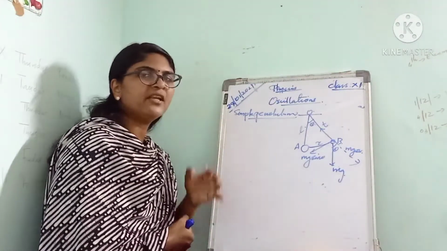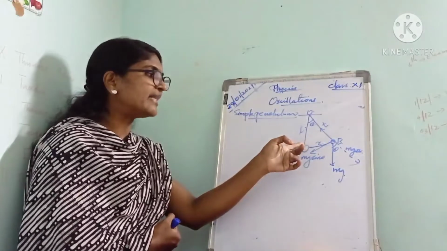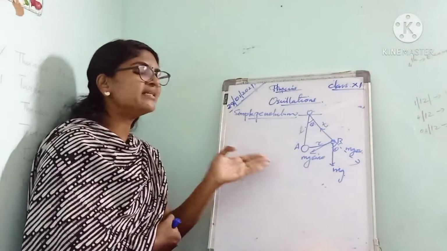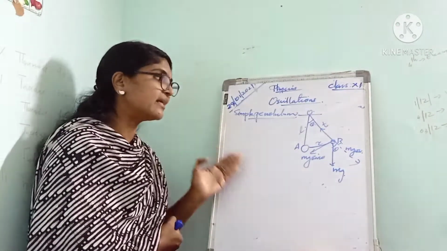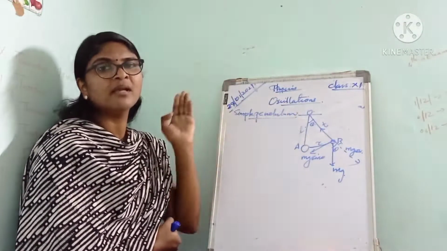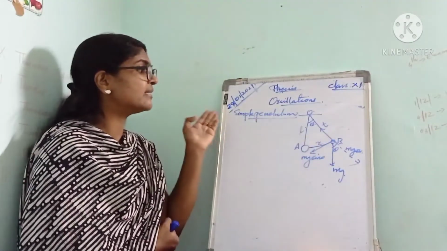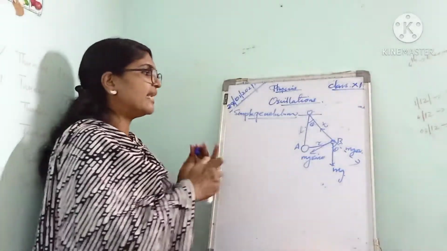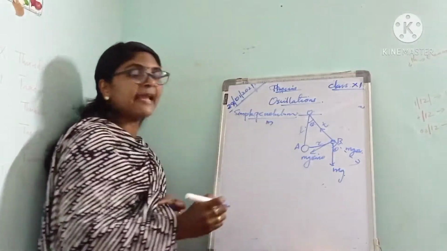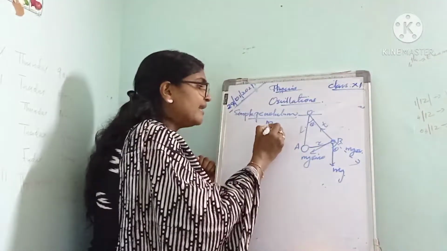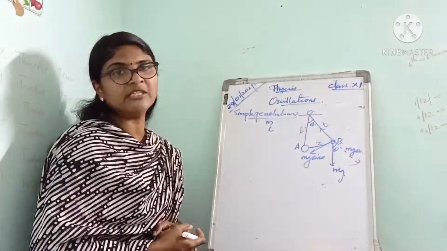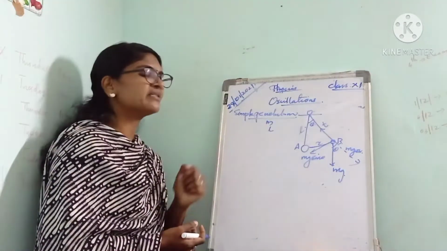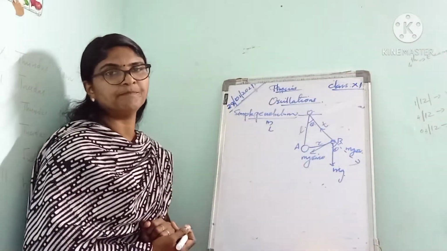A simple pendulum consists of a bob attached to the end of a light inextensible string. When the bob is displaced to one end and released, it executes simple harmonic motion, that is, the bob moves to and fro. Let m be the mass of the bob and L represent the length of the pendulum.